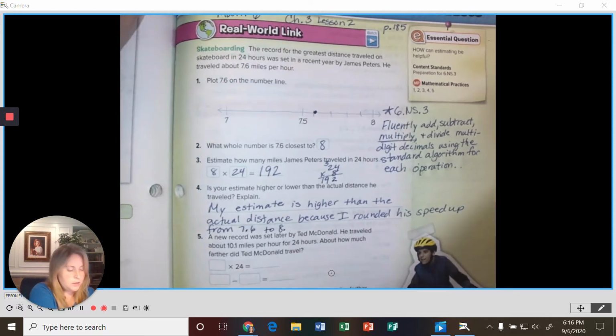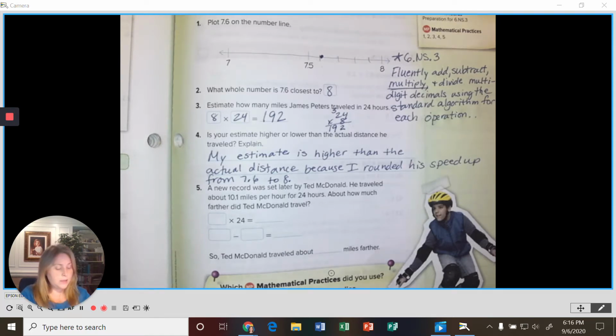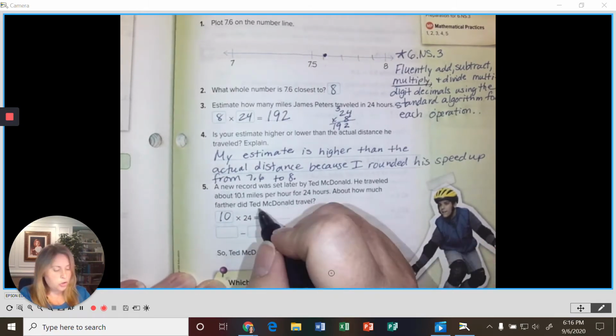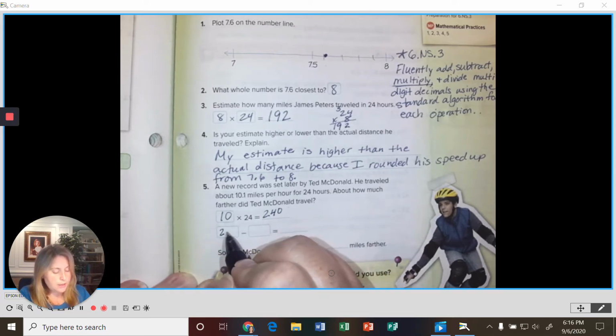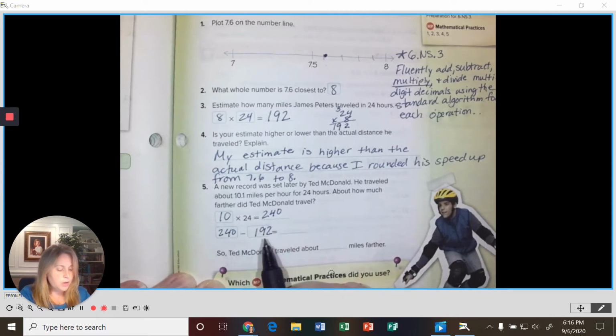All right, next, a new record was set later by Ted McDonald. He traveled about 10.1 miles per hour for 24 hours. About how much farther did Ted McDonald travel? So he's going 10.1 miles per hour. We will round that to 10. Okay, 10 times 24 is 240. So we would say 240, and again, this is an estimate, minus 192.